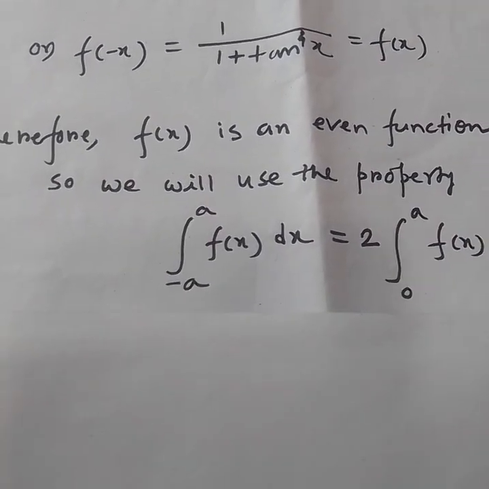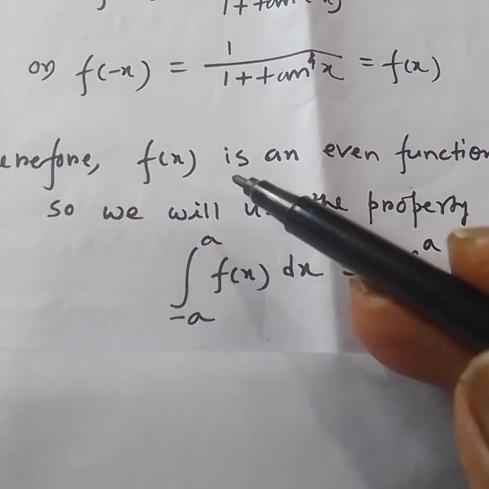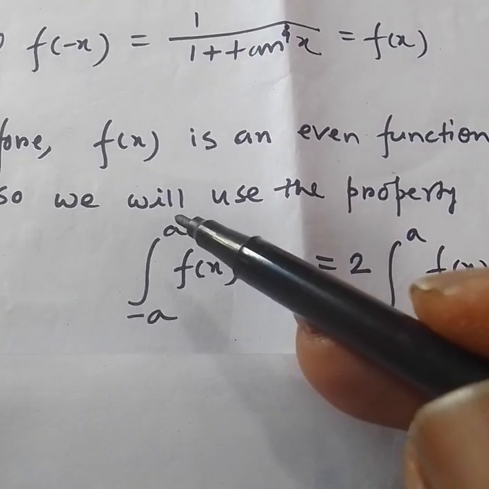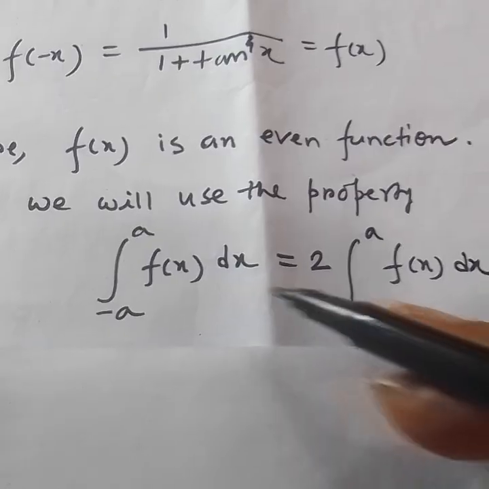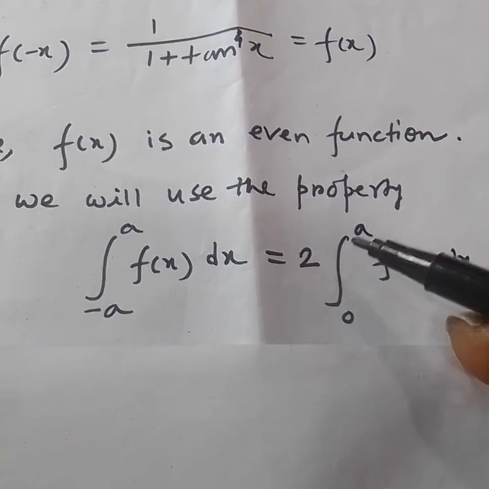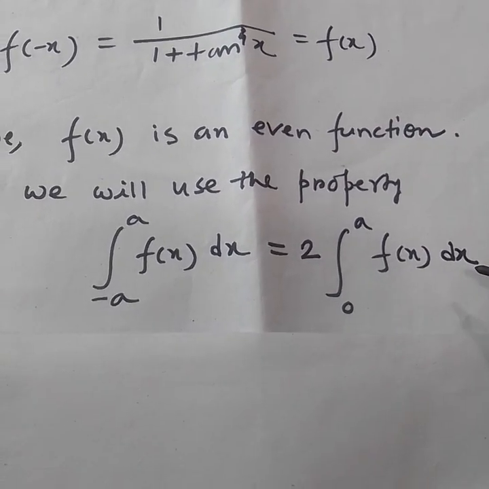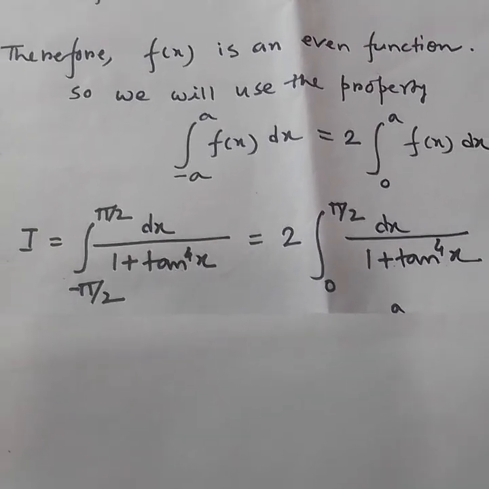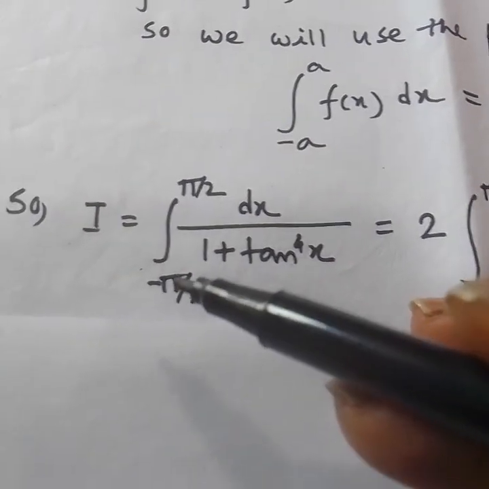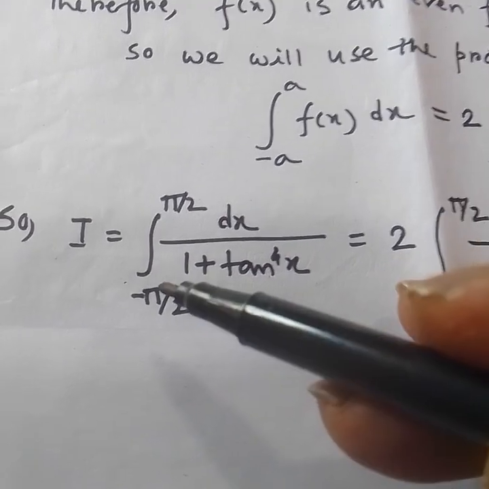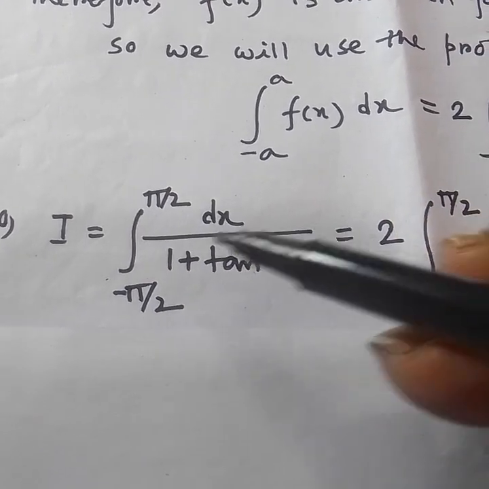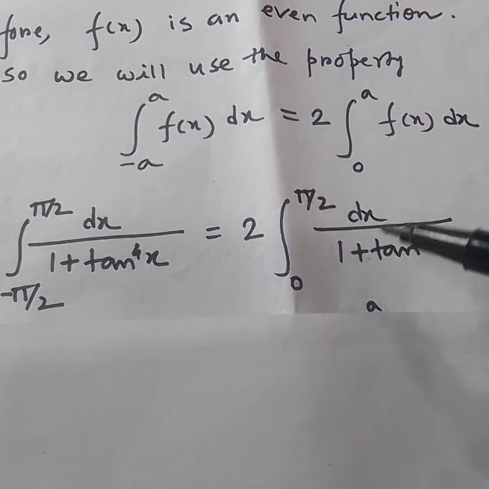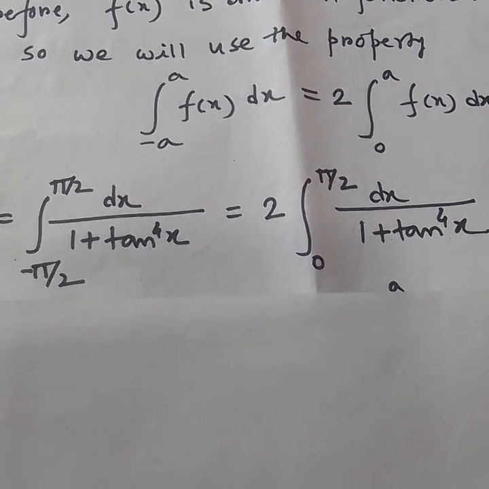We know that since f(x) is an even function, the integral from minus a to plus a of f(x) dx can be expressed as 2 into the integral from 0 to a of f(x) dx. So using this formula, we will now write the expression of I, equals the integral from minus pi by 2 to plus pi by 2 of dx upon 1 plus 10 to the power 4x, as 2 into the integral from 0 to pi by 2 of dx by 1 plus 10 to the power 4x.